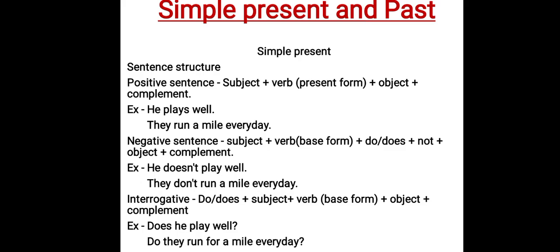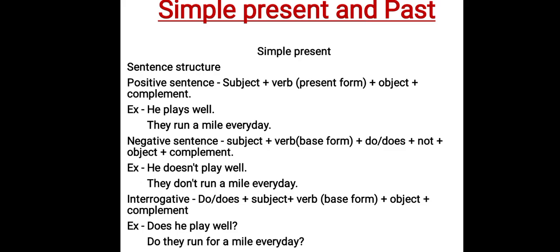So whenever you are using the verbs in negative, in simple present tense, you need to use the base form of the verb. So subject plus verb plus do or does with not, an object and complement. Like in the sentence we see, he doesn't play well, they don't run a mile every day.